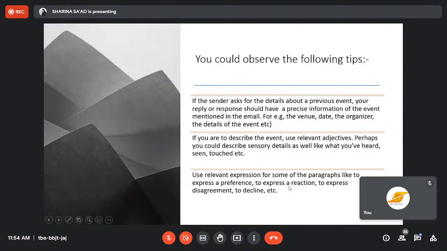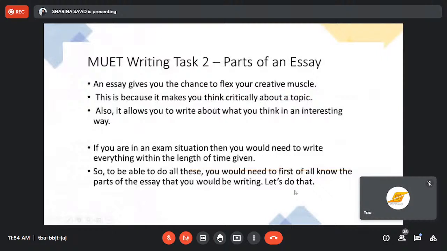Then use relevant expressions in some paragraphs, like expressing a preference, a reaction, a disagreement, or declining. But my advice is for you to agree, not to decline, because you will have to find reasons to defend it. If you agree, then it will be easier for you. So that's about task 1.